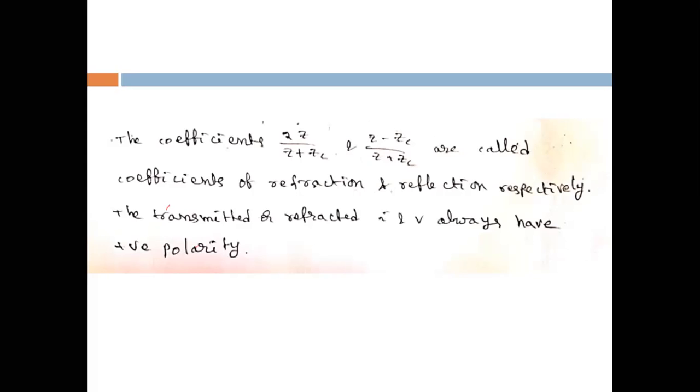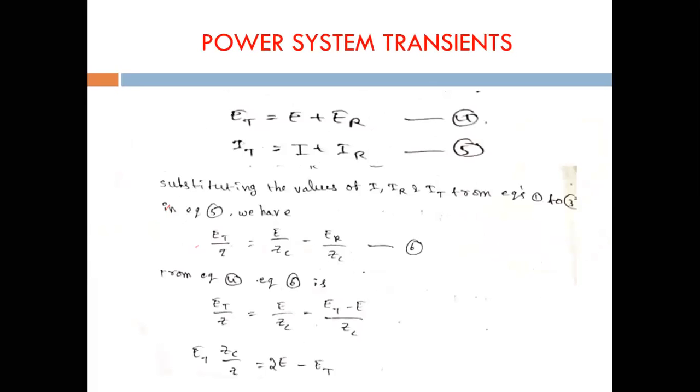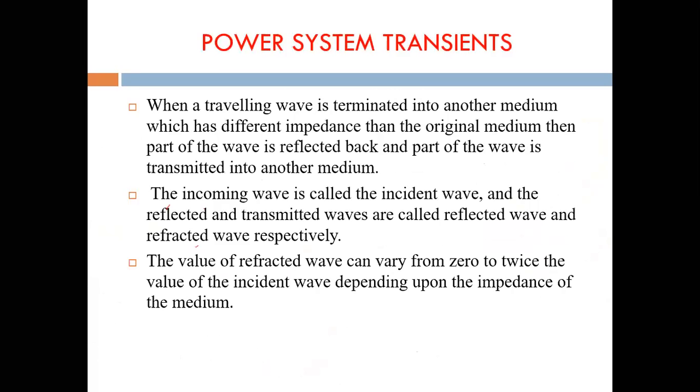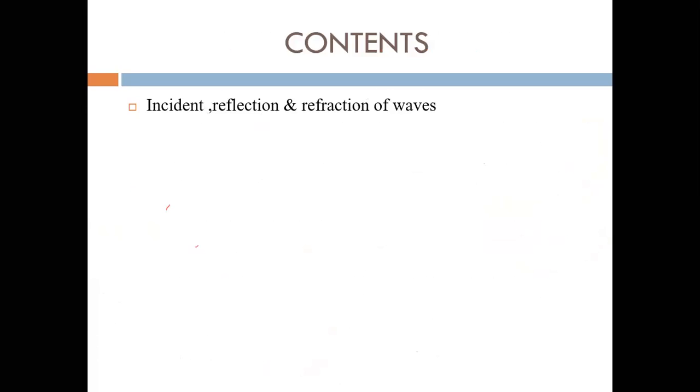Okay, this is the derivation for the refracted, reflected and also the incident voltages. In the next class we will discuss the open circuit and short circuit conditions for the traveling wave on the transmission systems.